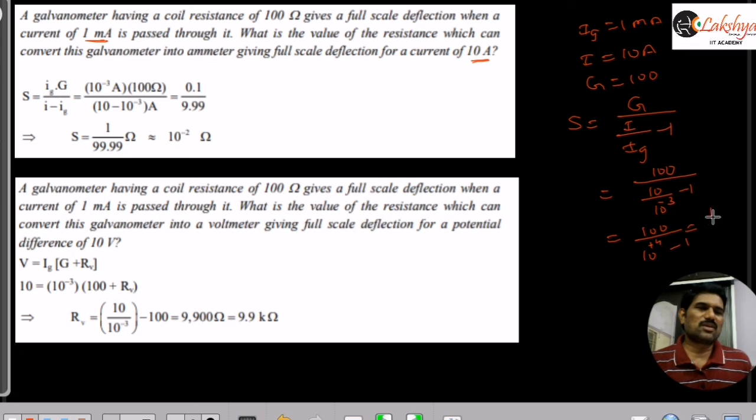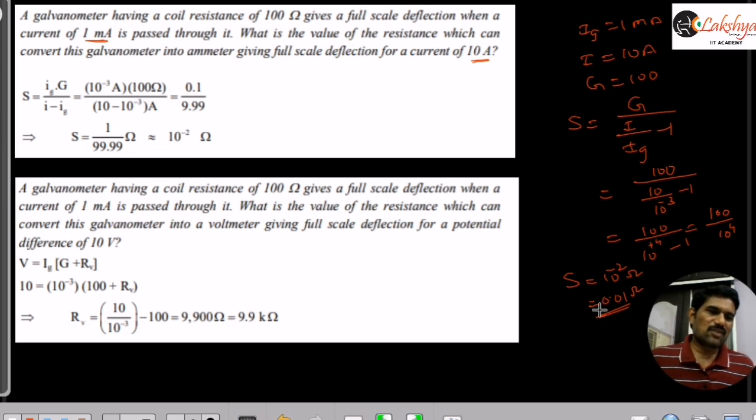So you can take this value as approximately 100 by 10 power 4, so the S value is nothing but 10 power minus 2 ohms. That means we are connecting a small resistance here, 0.01 ohm. You should also remember how it should be connected to convert the galvanometer into an ammeter: this small resistance should be connected in parallel with the galvanometer.